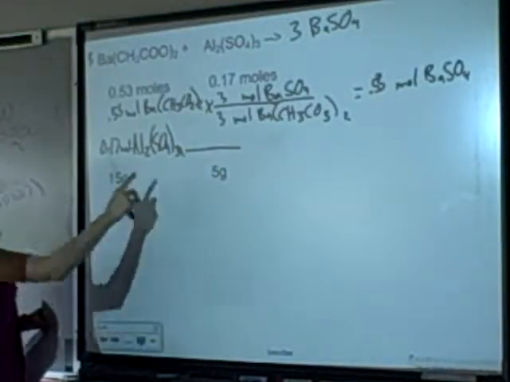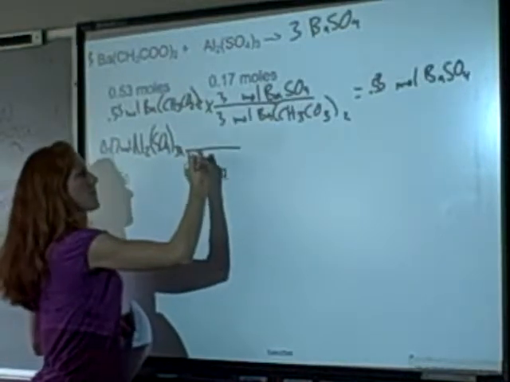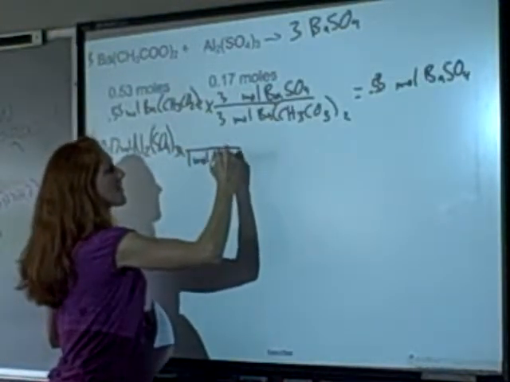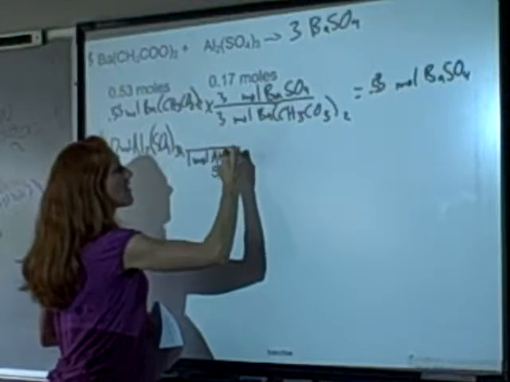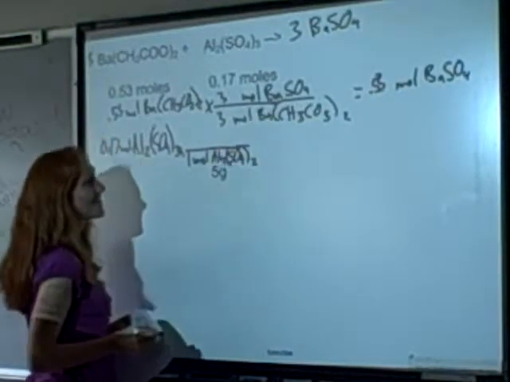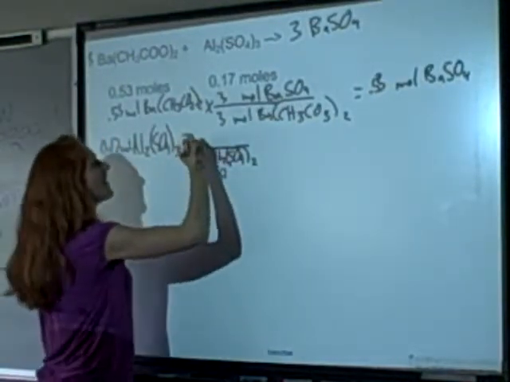And I can say for every 1 mole of the aluminum sulfate, I can make 3 moles of barium sulfate.